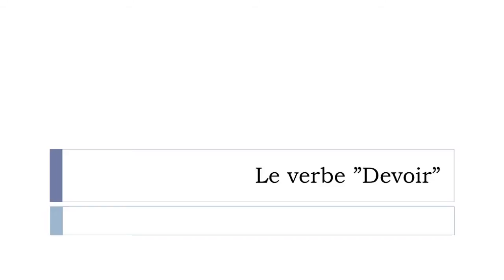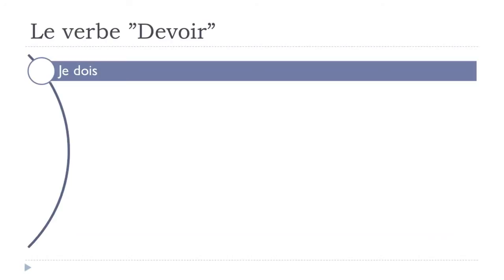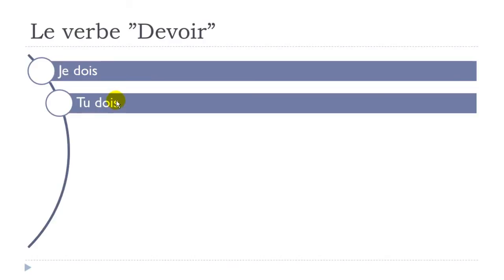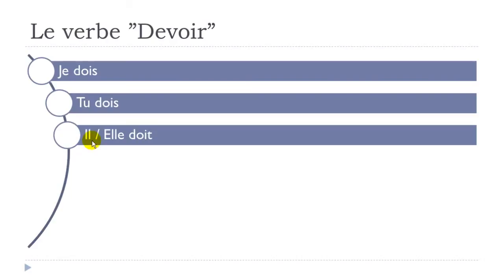Okay, so let's start now. The verb devoir, to must, at the present form. Je dois. Remember, final S is not pronounced. Je dois. When you combine O and E, you get the sound wa. Tu dois. Final S not pronounced. Il, elle doit. Final T not pronounced. Il doit, elle doit. If you look at these forms phonetically, they are the same forms: doit, doit, and doit.